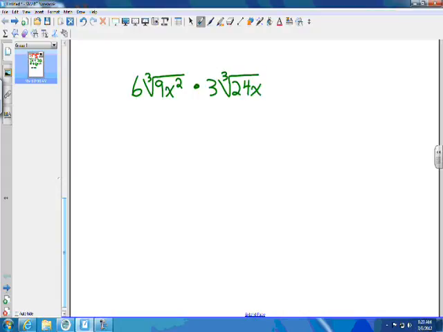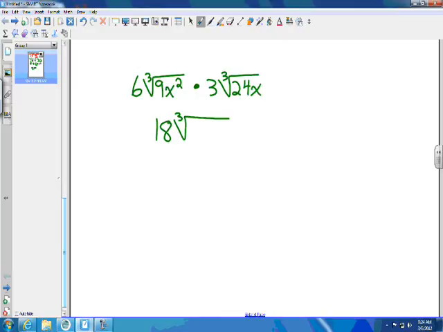So the first thing, since you are multiplying, sign in the middle there, you simply multiply these two numbers together. 6 times 3, 18. And then you can also multiply those numbers underneath. Now that's cube root. And what is 9 times 24? You will all need your calculators out as we move through here. We'll be simplifying some big numbers, big radicals.